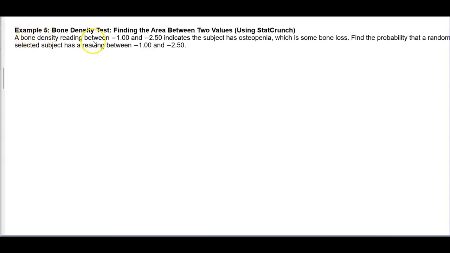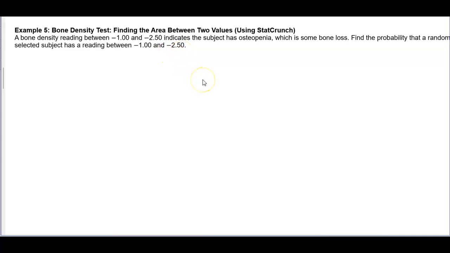Example 5, bone density test. Finding the area between two values using StatCrunch. A bone density reading between -1.00 and -2.50 indicates a subject has osteopenia, which is some bone loss. Find the probability that a randomly selected subject has a reading between -1.00 and -2.50.